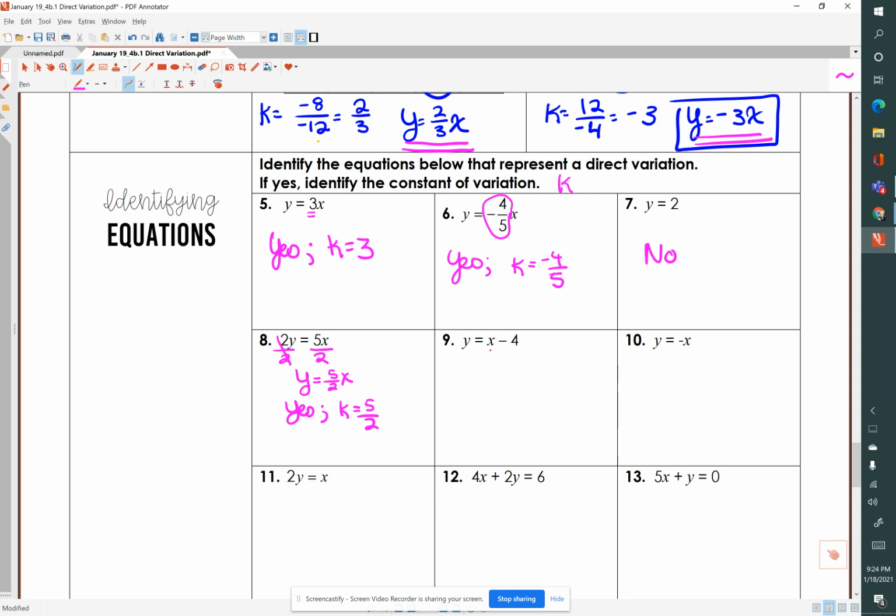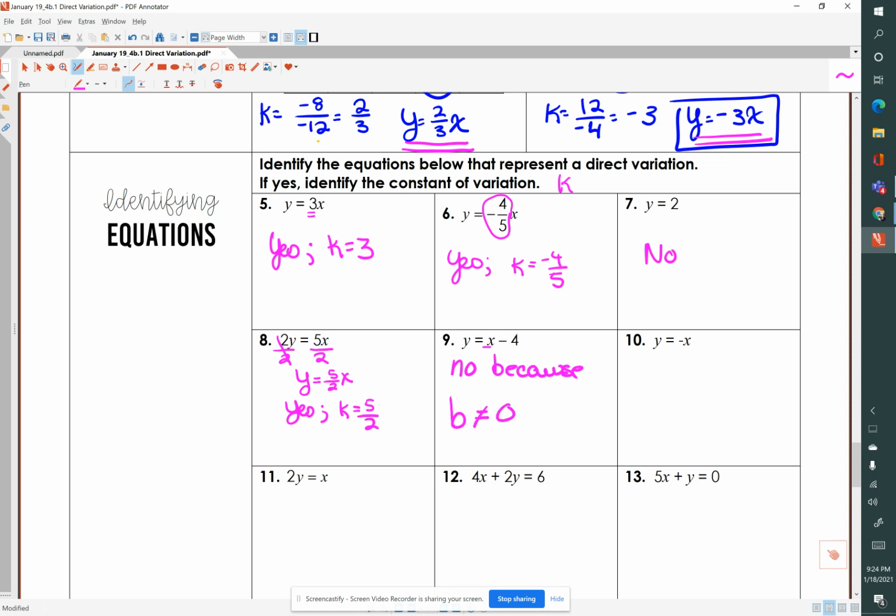The next equation, y equals 1x, there's an invisible 1, minus 4. Well, we said with direct variation, the b value must be 0. So no, because b is not equal to 0.